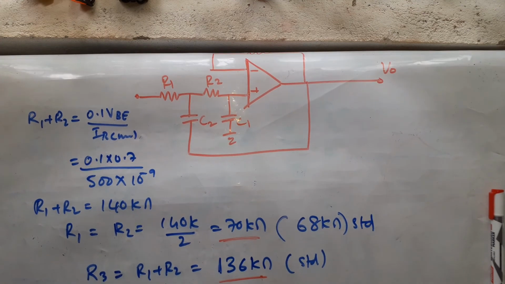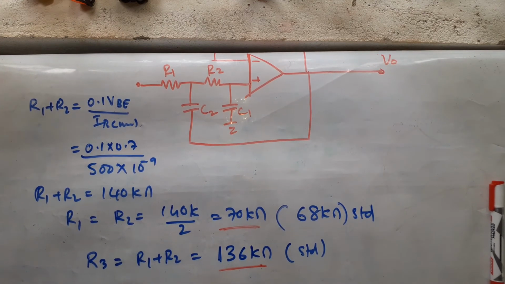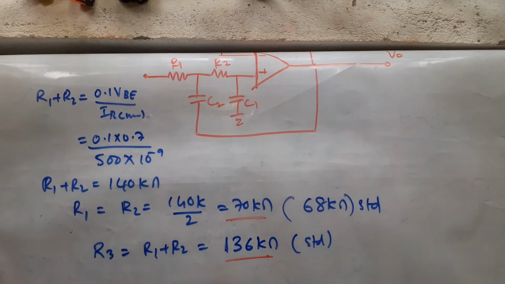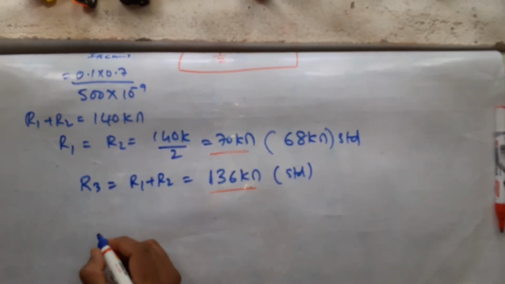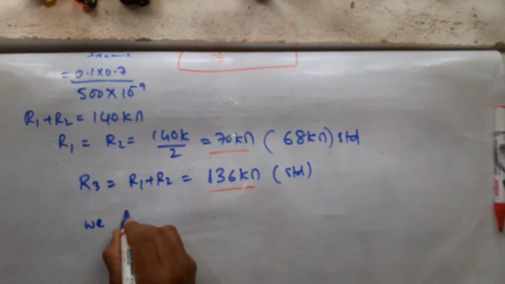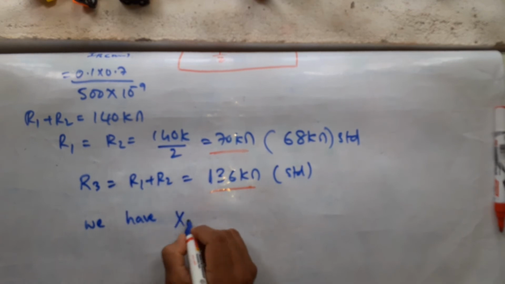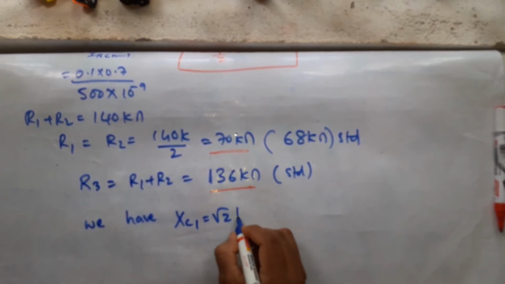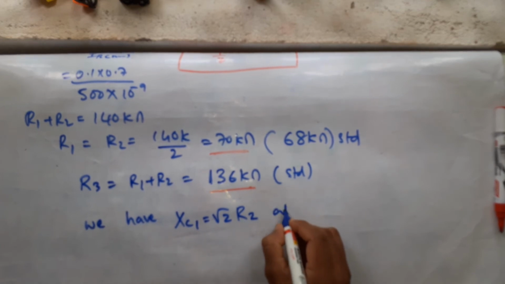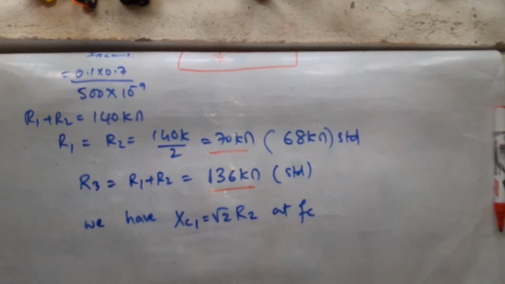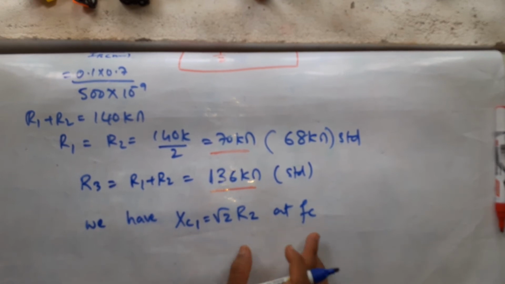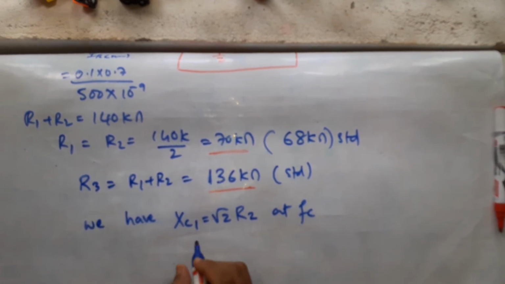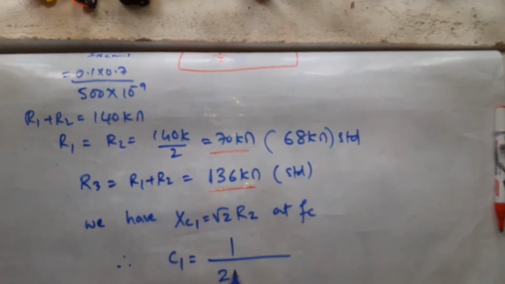What else is remaining? C1 and C2 is remaining. Just concentrate here. We have XC1 equal to root 2 times R2 at FC. You need to remember this. This means that you can write your formula like this. That is C1 equal to 1 over 2 pi cutoff frequency times XC1.